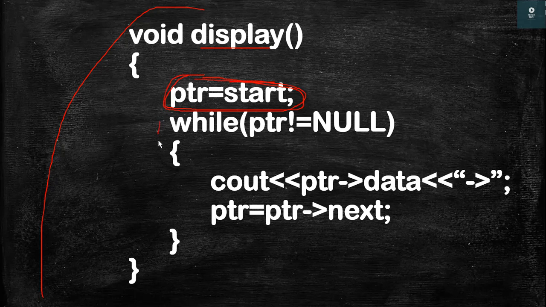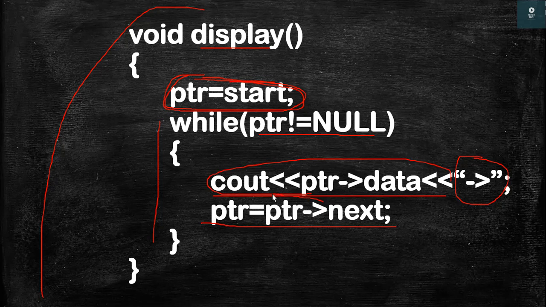Now we have a while loop, and this while loop will work until ptr is not equal to null. So as soon as ptr becomes null, we will stop the execution of this loop. Now inside this loop we have cout ptr to data, and the second thing is ptr is equal to ptr to next. So the first statement will display the data, and this second statement will increment the pointer to point to the next element. So in this way we can display a linked list using the pointers.